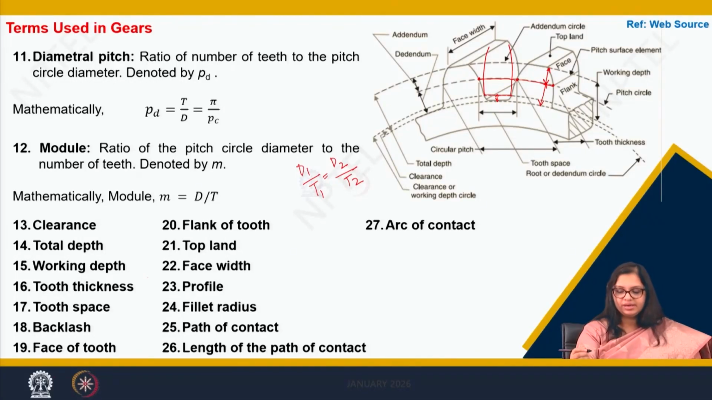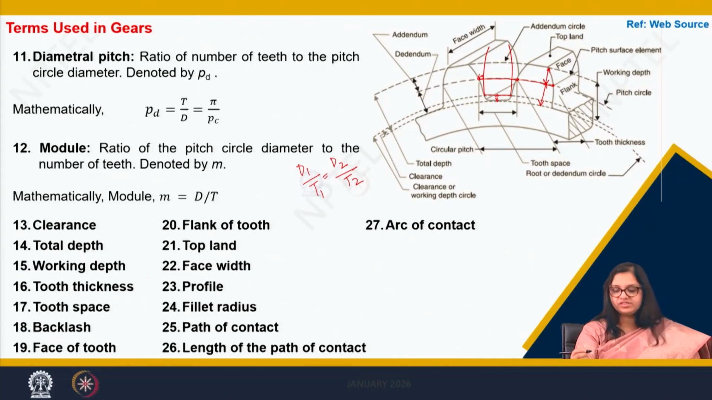Now what is backlash? Well, when we talk about this radial distance along the pitch circle, we call it a clearance. However, there can also be a gap between the side walls of one gear to the side walls of the tooth on the other gear on the pitch circle. We call it a backlash.